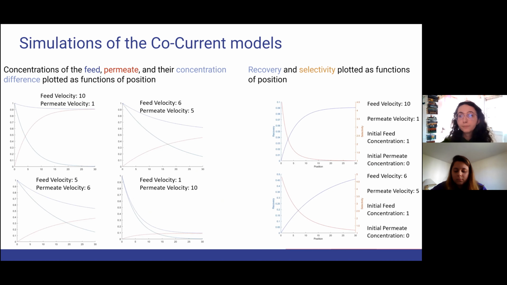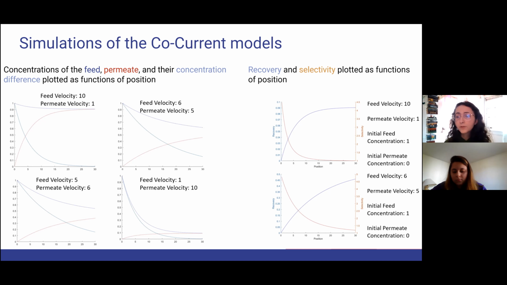So for a while now, I have been primarily focused on the co-current model to show how changes in velocity and initial concentration affect plots of recovery, selectivity, and individual concentrations. The purpose of these simulations is to demonstrate the limitations of our process, because so much of it depends on size differences, and there are lots of molecules that are roughly the same size.